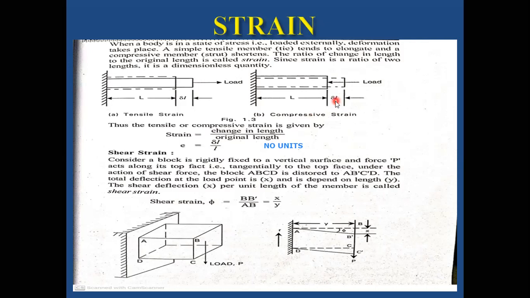This is the change while applying the compressive load. This is the change in length. So original length. So what is meant by compressive strain is nothing but delta L by original length. If all these strains act in a linear direction, we can call it a linear strain.